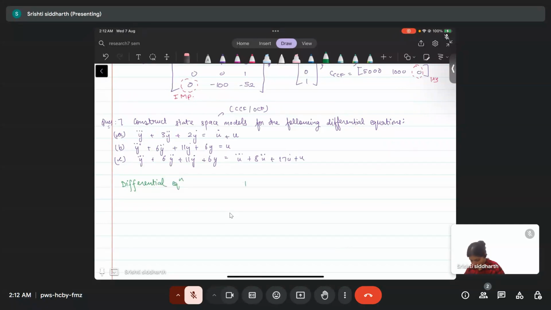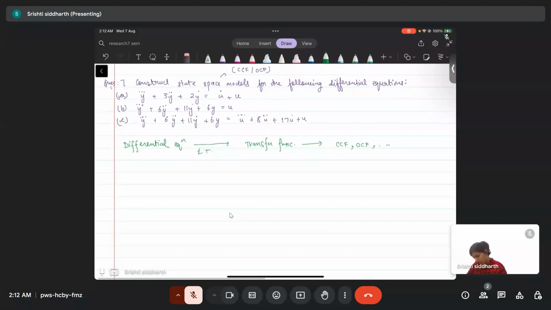And we already know how to convert transfer functions to state variable forms, to CCF, OCF, and so on. So now you just need to do this part. This is going to be through the Laplace transform. So from here to here, you obtain the G(s) by Laplace transform.